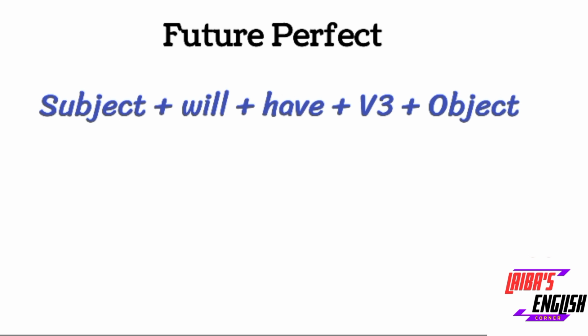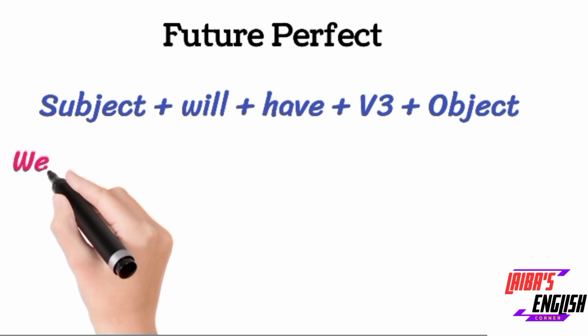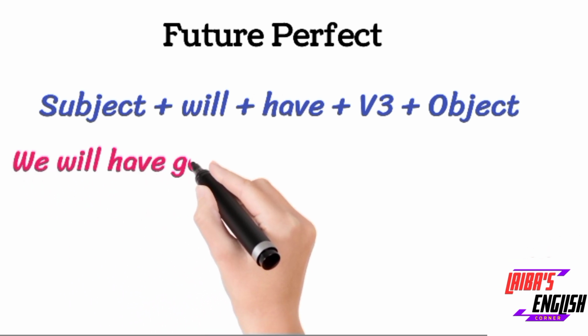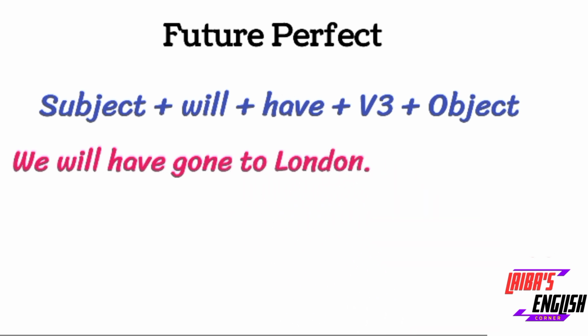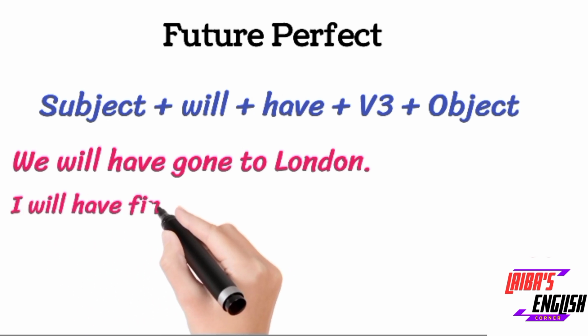So we will look at some examples to make our concept even more clear, that what is future perfect tense. So the examples are, we will have gone to London. So we as a subject, will as a helping verb, have is used, go third form gone, go went gone, and London is an object.